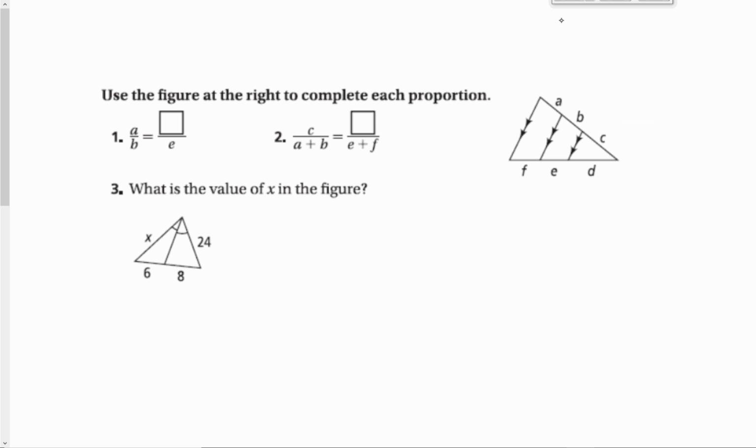All right, figuring out how to complete this proportion, each proportion. So again, you could redraw these, right? We have the big one.